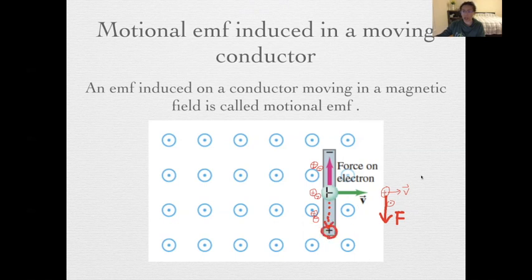And the same idea: if I am trying to move an electron to the right, then because it's a negative charge, the magnetic force will be upward. So you can see all the negative charges are accumulated at the top. Here you can see a separation of the charges.